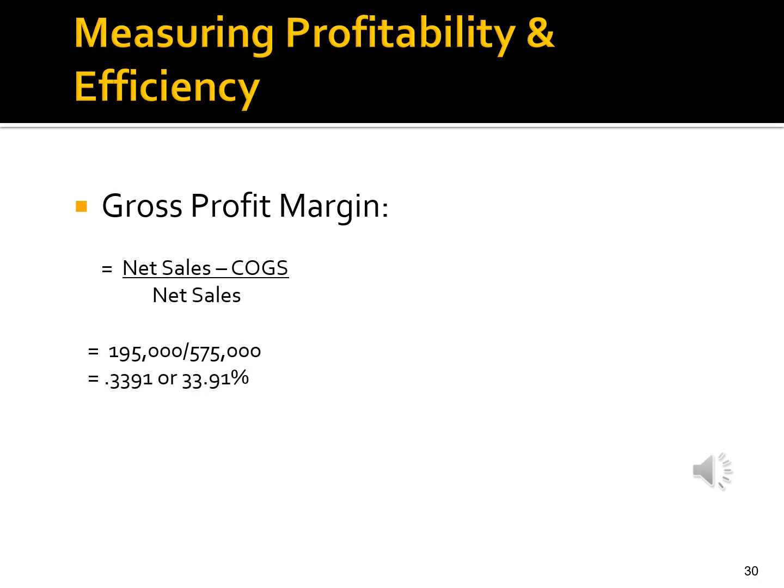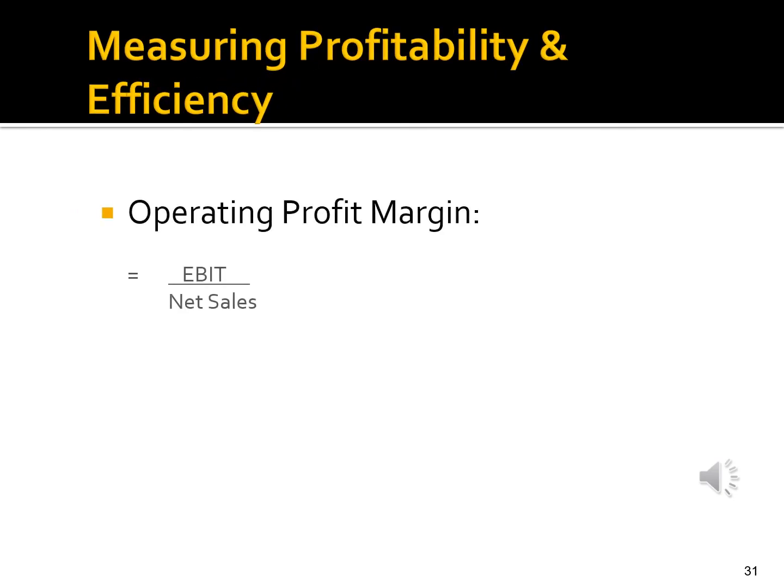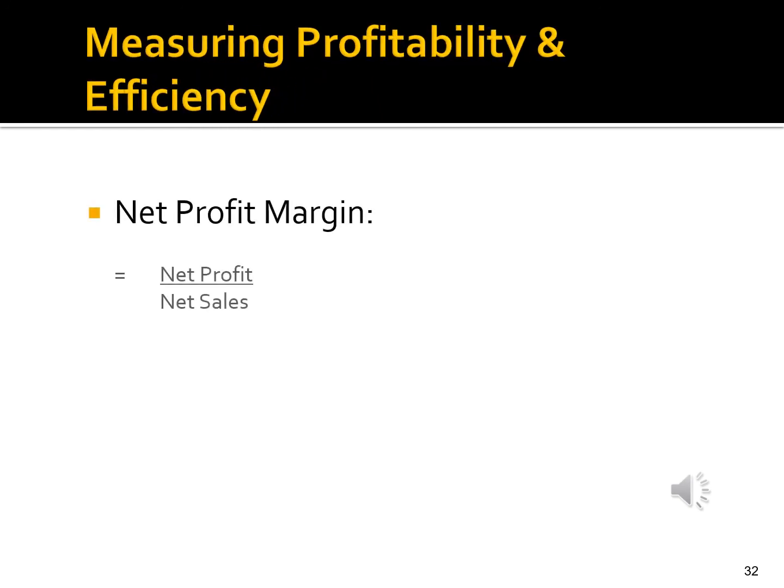The first indicator for profitability measure is gross profit margin, which is net sales minus cost of goods sold divided by net sales. Okay. The second one is operating profit margin, earnings before tax divided by net sales. Next is net profit margin, net profit divided by net sales. It's very straightforward.